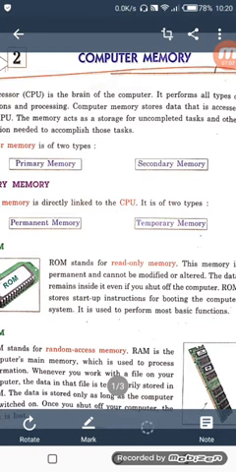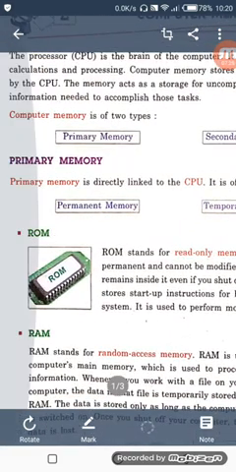Volatile. What is the meaning of volatile? Volatile means data is lost as power is off. Whenever the power is off or your system shuts down, the data will be lost. It means temporary memory. And which is temporary memory? It is given in your book that RAM is temporary memory.